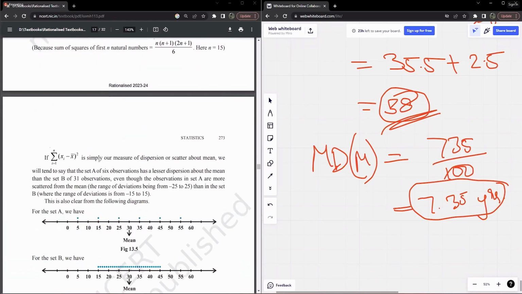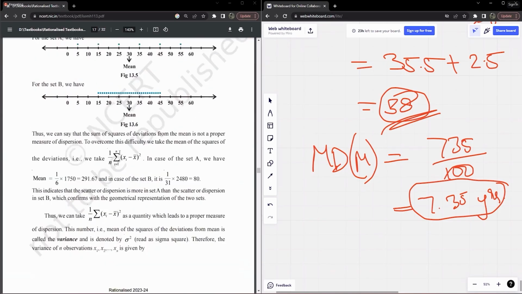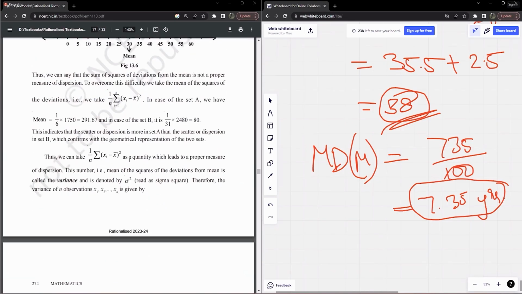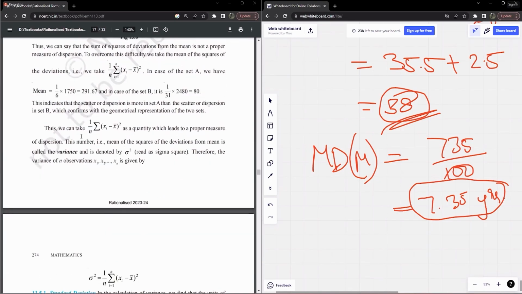So 1 by n times sigma of xi minus x bar whole square is going to give the variance, which is denoted by sigma square. Taking the root of this is going to give us the standard deviation, that is sigma. Cool.